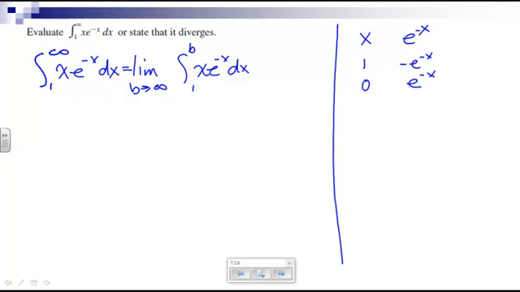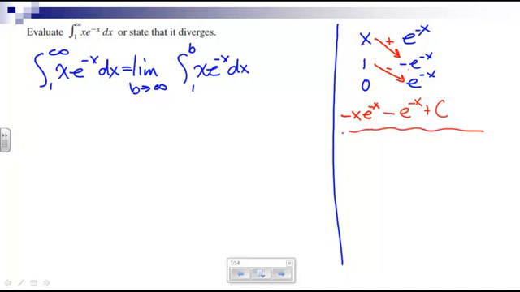And then the tabular integration method says I'm going to throw a plus sign in front of these two terms, and a negative sign in front of these two terms. So I end up with negative x times e to the negative x minus e to the negative x plus c. And that's the antiderivative of that.